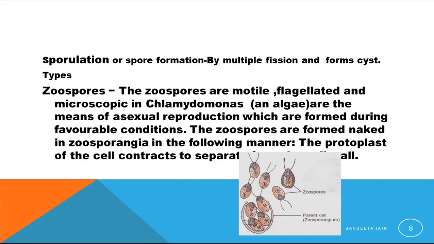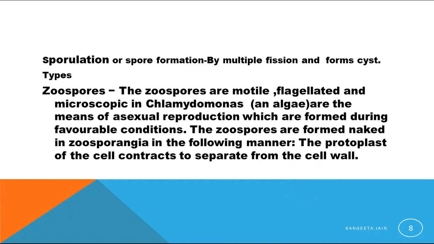Zoospores are microscopic, motile, flagellated, and produced inside the sporangium. These are without a resistant covering and are dispersed by swimming. The zoospores are formed naked in zoosporangia in the following manner. The protoplast of the cell contracts to separate from the cell wall.